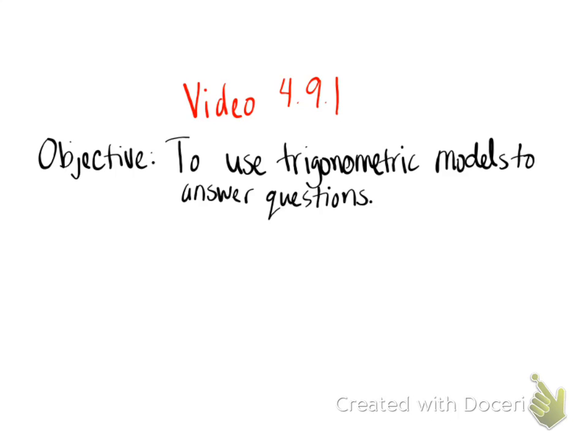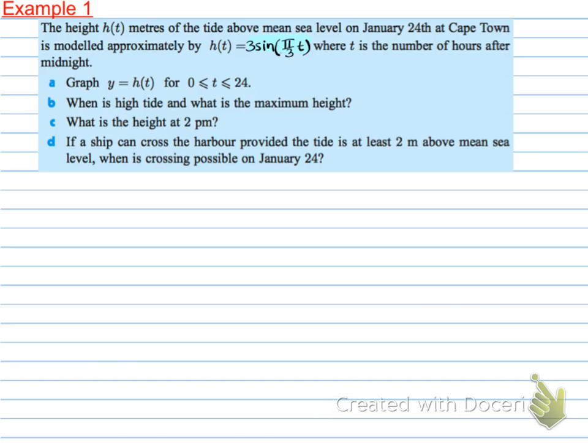So first, let's take a look at this first question. Just a quick note, it is a question from Australia, so it's got some weird spellings in there, but we'll make it work. So we have a rule to model the tide above mean sea level. The first step, graphing it, is always a great idea if you're trying to answer questions about a rule. And that'll help us confirm our answers to questions B, C, and D.